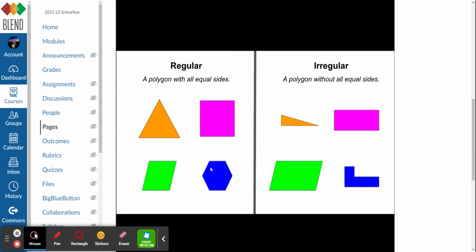Then finally, here is a hexagon: 1, 2, 3, 4, 5, 6 sides. Here's a hexagon: 1, 2, 3, 4, 5, 6 sides. As you can see, the hexagons look really, really different. This one is a regular one because all the sides are the same length. They're congruent. This one is irregular because all of the sides do not match. This one matches this one, matches this one, but this one does not match this one or this one.